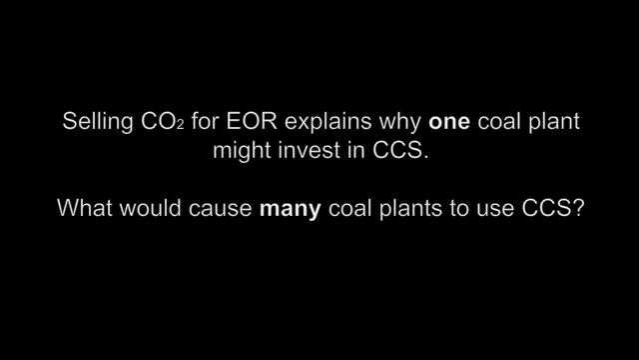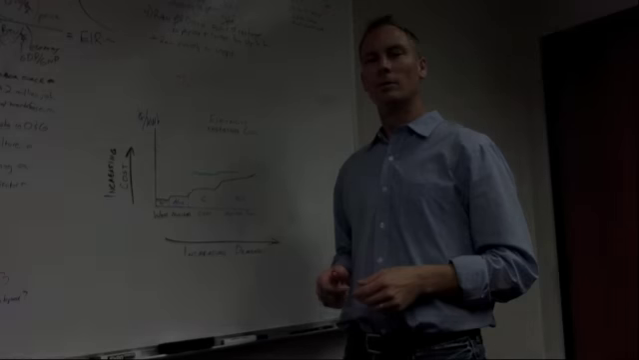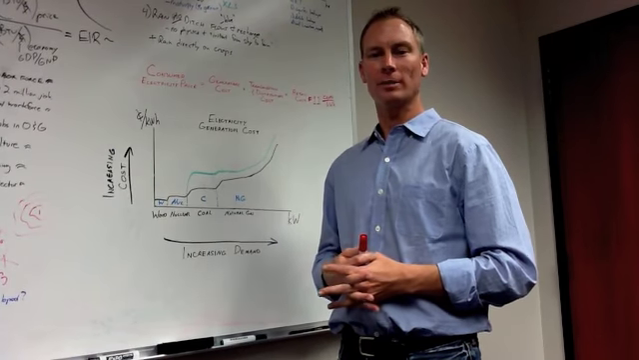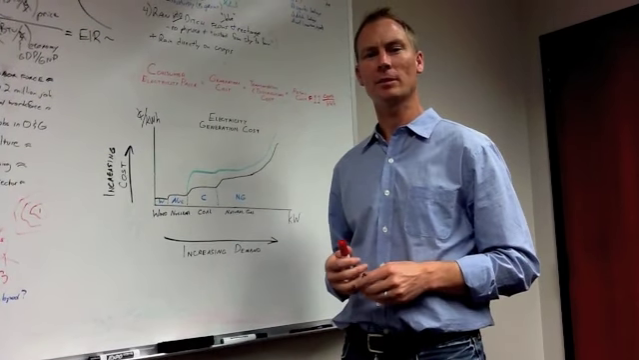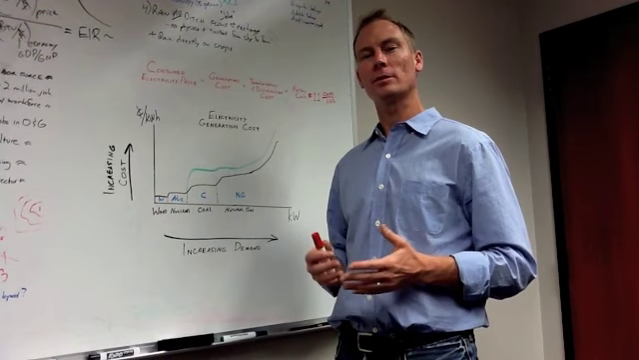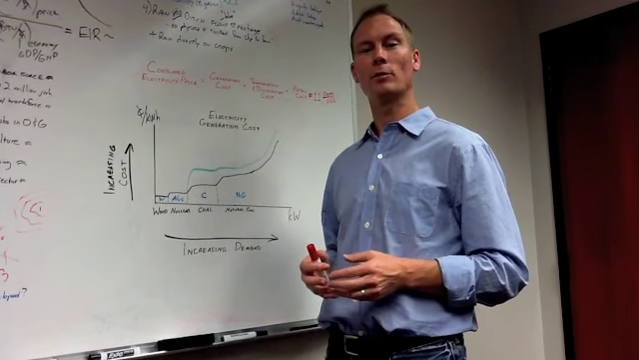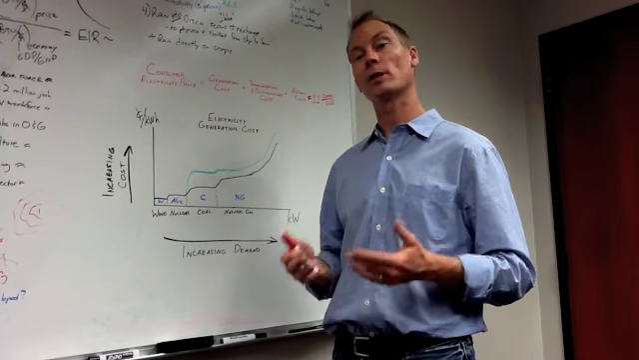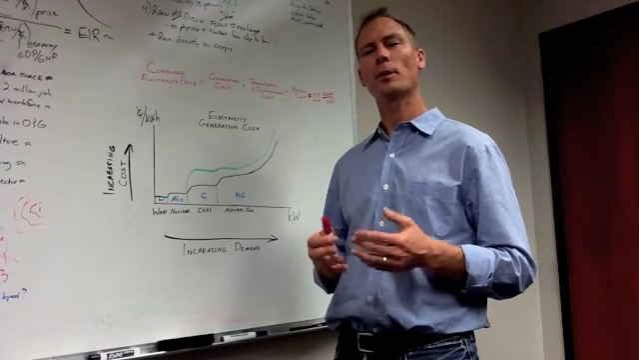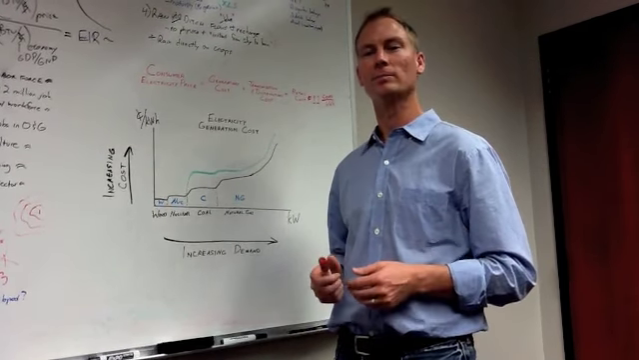Selling CO2 for EOR explains why one coal plant might invest in CCS. What would cause many coal plants to use CCS? So today, when power plants emit certain substances, they can be charged for those emissions. An example of these substances are emissions that cause ozone formation in the lower atmosphere. And because ozone is harmful to human health, these are regulated by the government, and there are prices put on these emissions in certain markets.